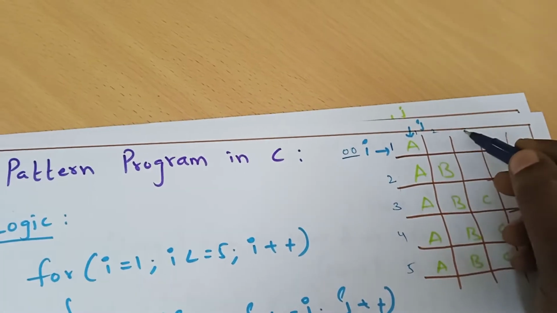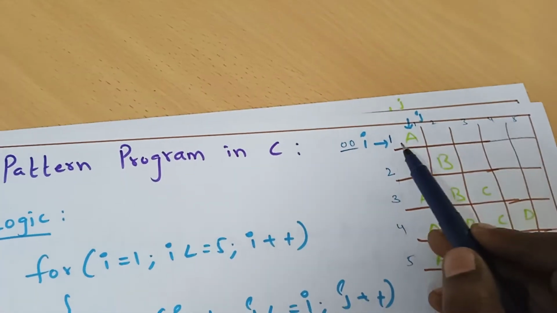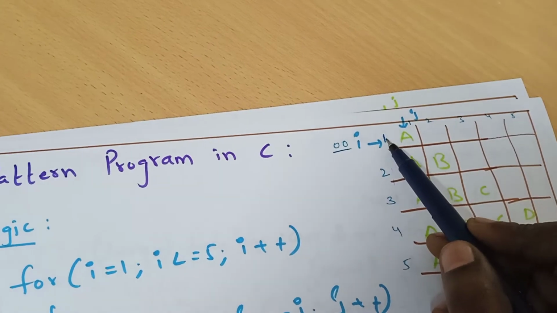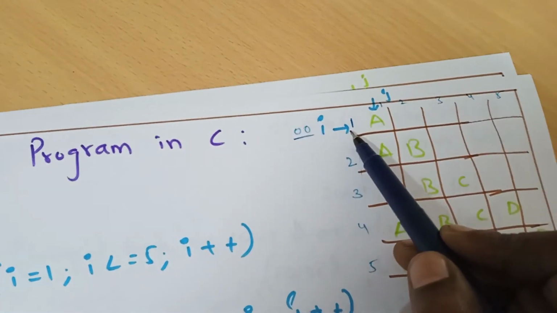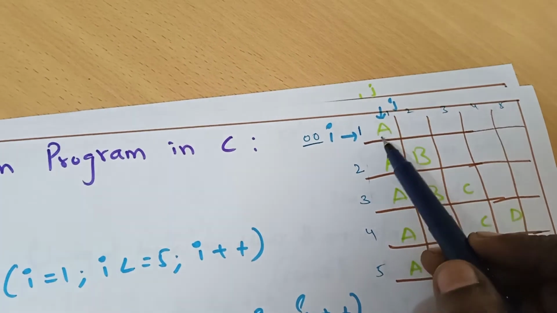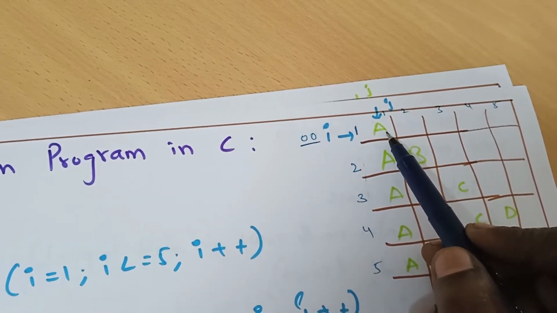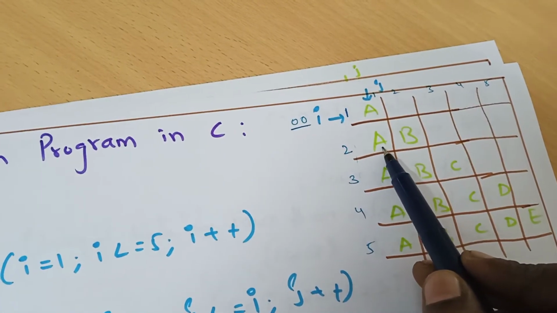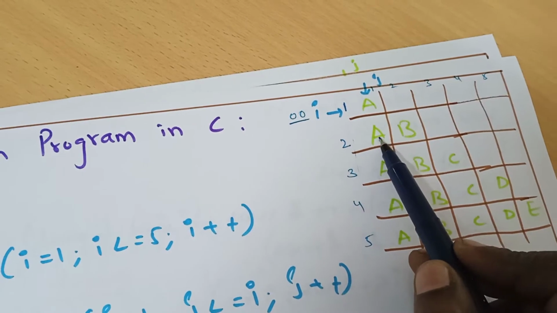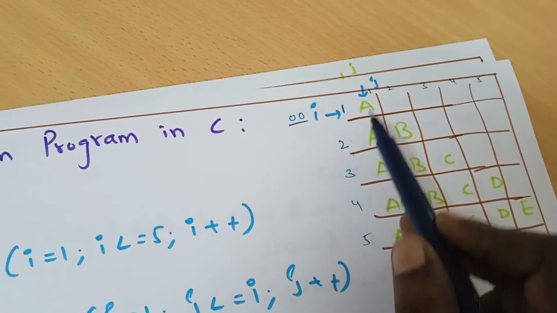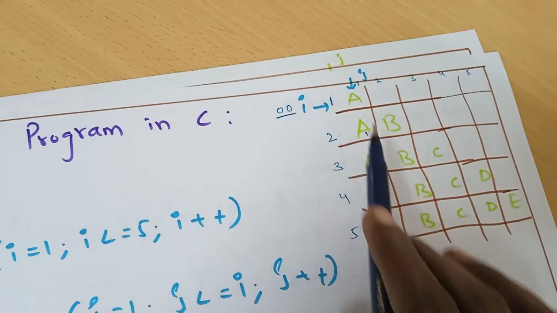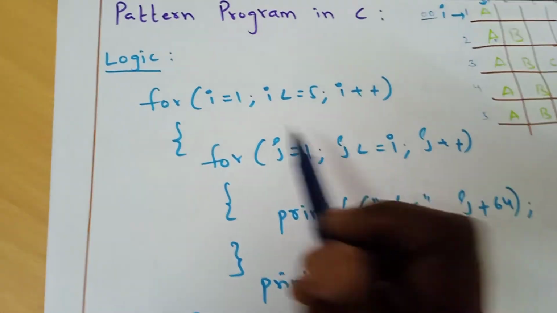Now when I wanted to print the value at the location 1 1, that means I wanted to display this A. If I wanted to display this A, how can I access this? This is at the place of second row, first column. Now this is my pattern, and I wanted to print only this pattern. Let's look into how the logic works.